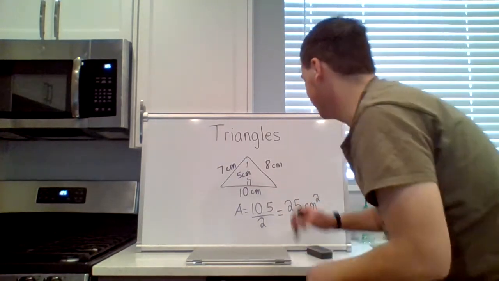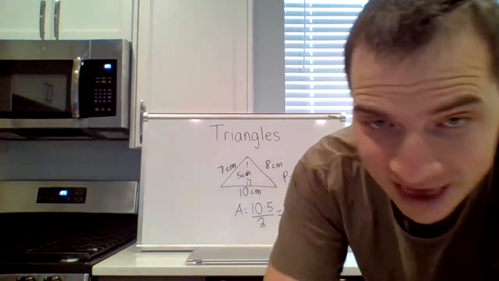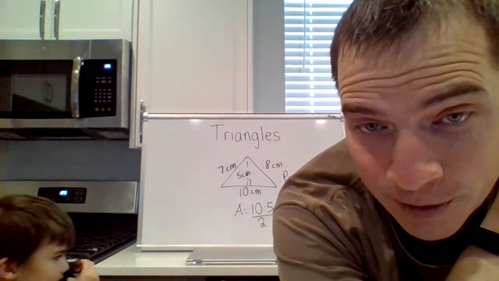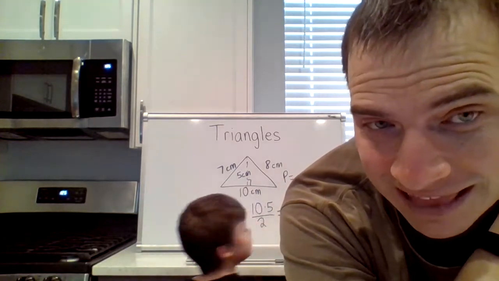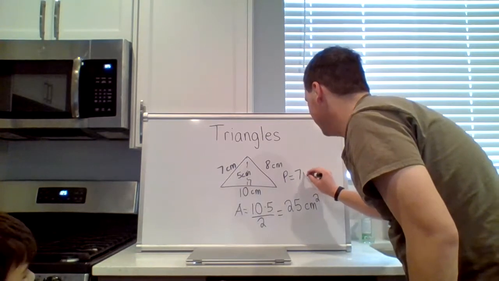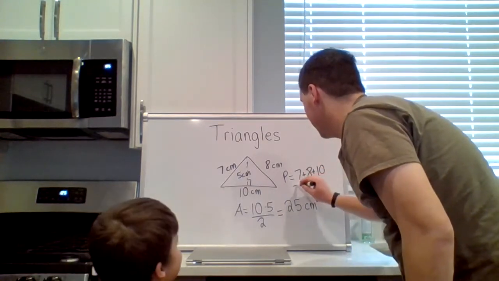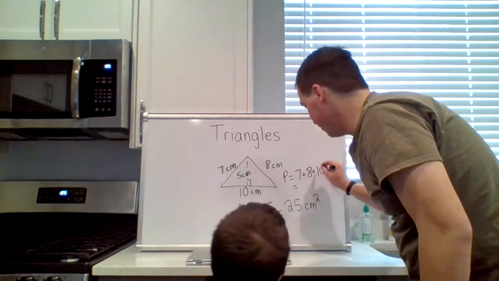Now perimeter. In the perimeter, in this case, the height is unimportant for perimeter. We're looking at the outside lengths. The outside lengths here are 7, 8, and 10. 7 plus 8 is 15 plus 10.